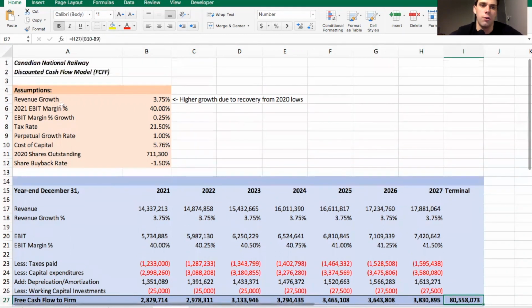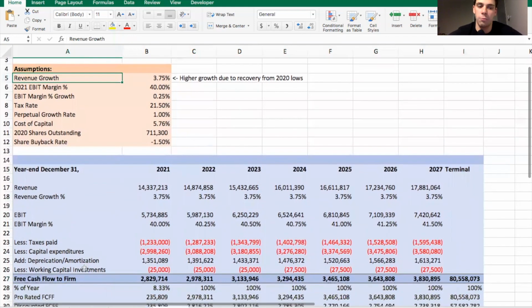But first, I just want to go through the assumptions that I used in this model. And again, we're calculating free cash flow to firm here. So these are all the cash flows that are available to be distributed to all shareholders, common shareholders, preferred shareholders, and debt holders of this business.